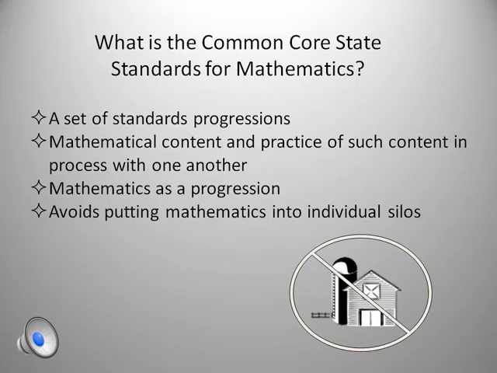In this section of the module, we will be discussing the Common Core State Standards for Mathematics. The Common Core State Standards for Mathematics is a set of standards progressions consisting of mathematical content and the practices of such content in process with one another. It is important to think of mathematics from a K through 12 perspective as a progression and not as a set of individual concepts in each grade level. In the CCSSM, math is not put into individual silos, but rather understood in process to the learner.